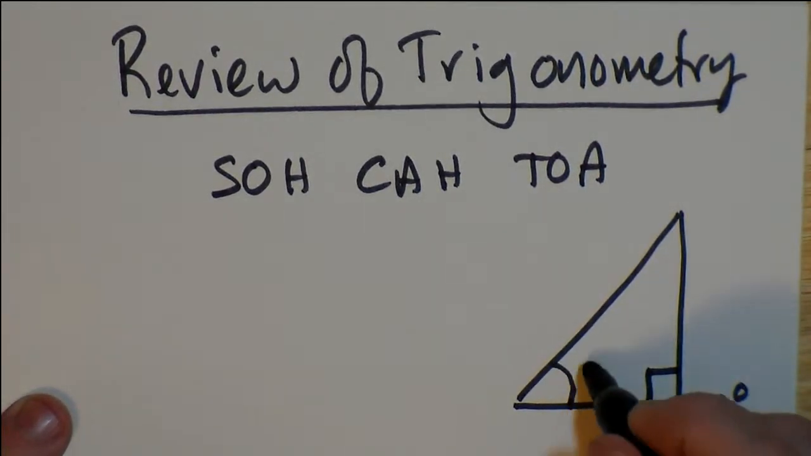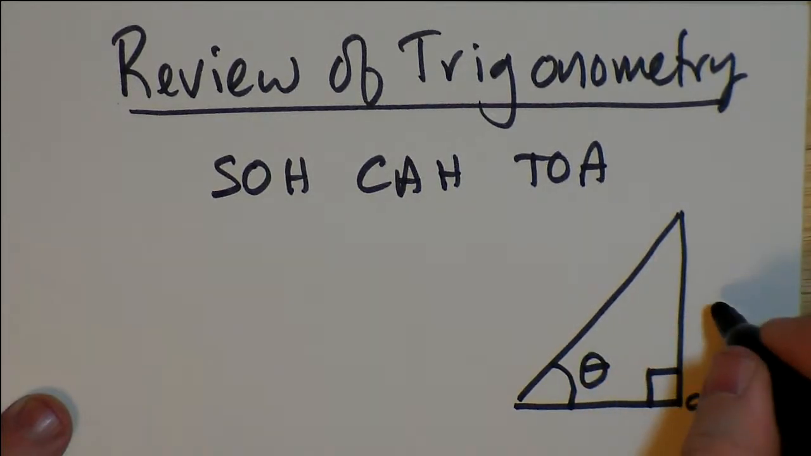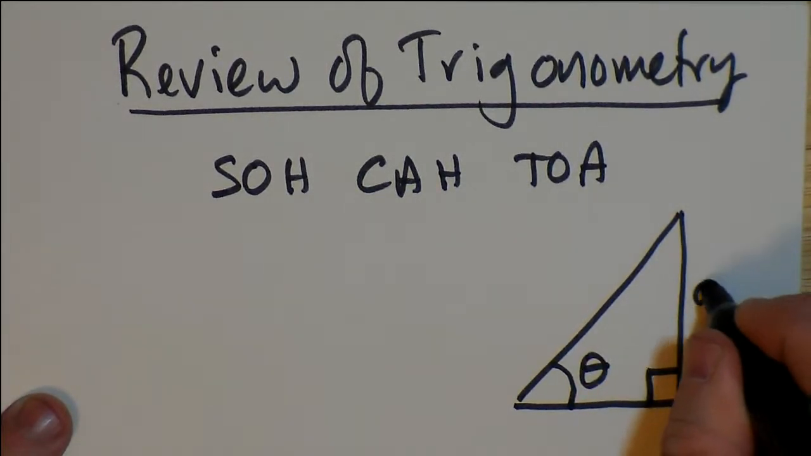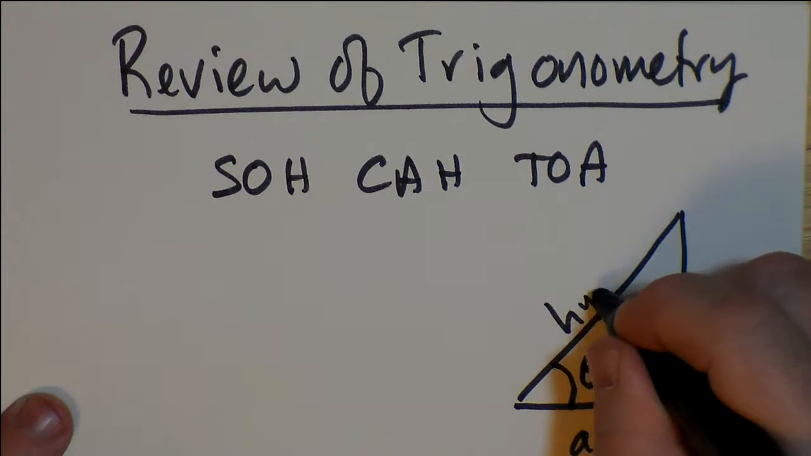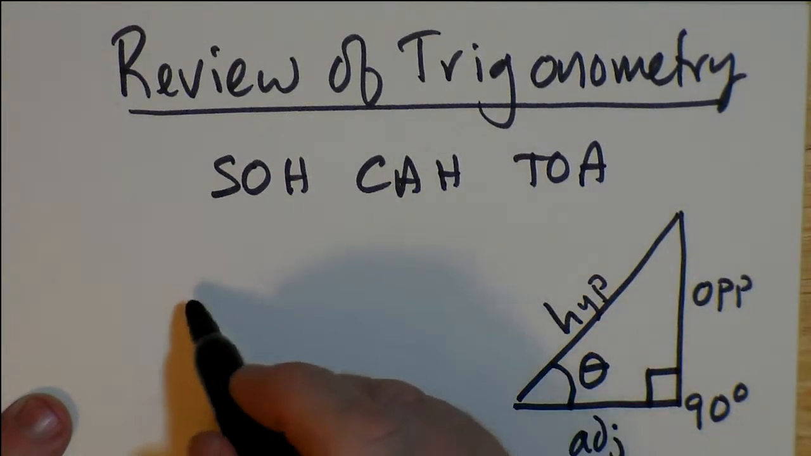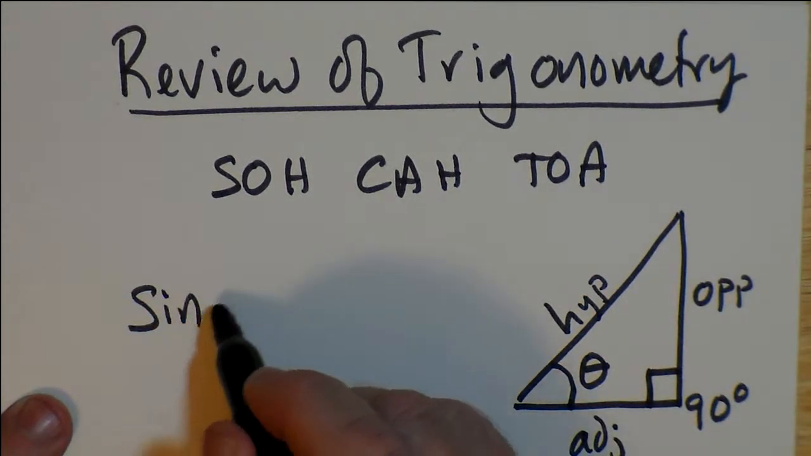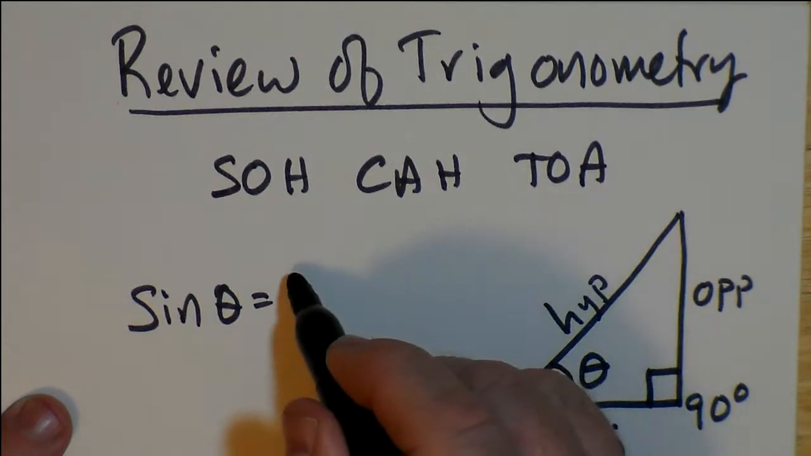We can begin with a 90-degree triangle, right angle triangle that is, and the opposite side is whatever is opposite angle theta, the angle we're interested in that is. The adjacent is whatever is adjoined to angle theta, and the hypotenuse would be the longest side of a right angle triangle.